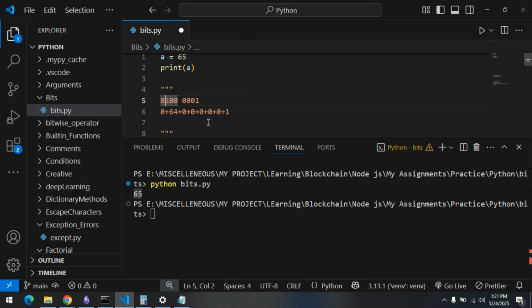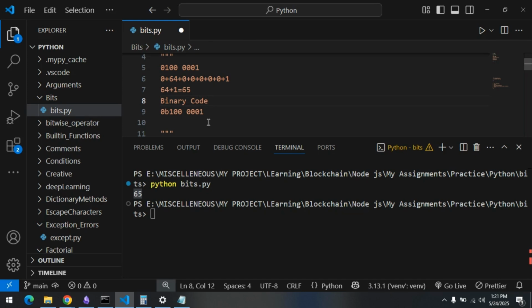Okay, so we start from the right, which is actually the right way to read it. So that is 1, because 2 raised to the power of 0 is 1. And then all these are zeros, so we have 3 more zeros here, and then 2 more zeros, and then comes this one, which is 2 raised to the power of 6, which is 64. So therefore 64 plus 1 becomes 65.